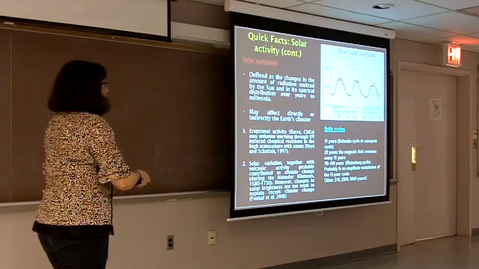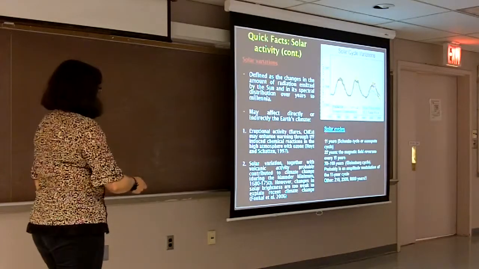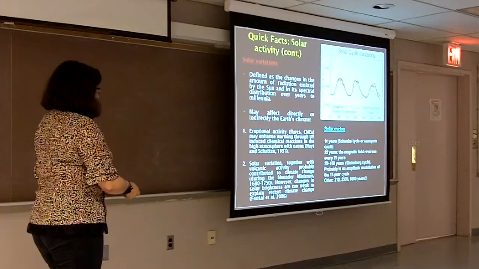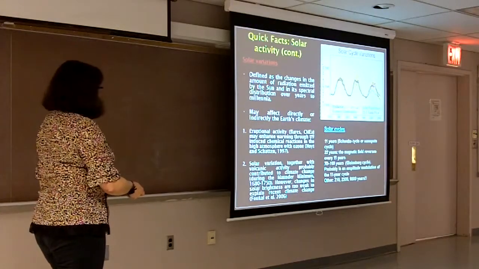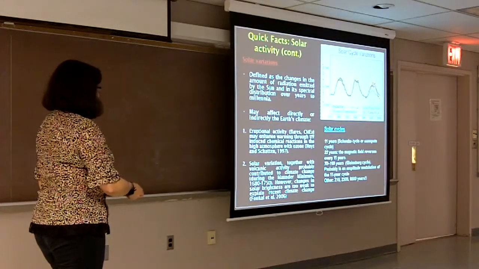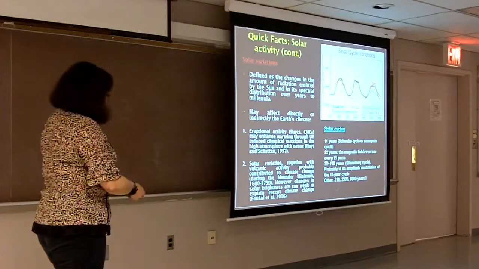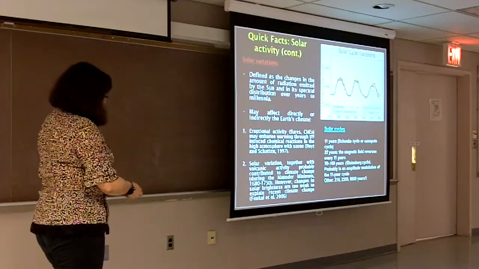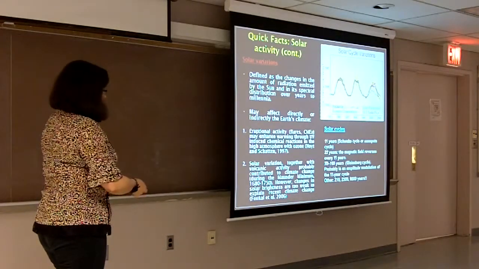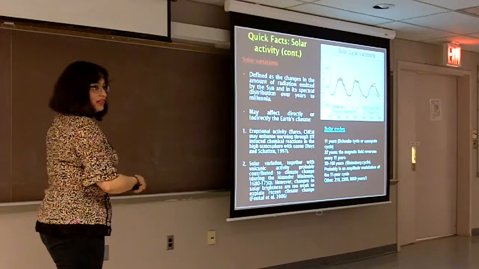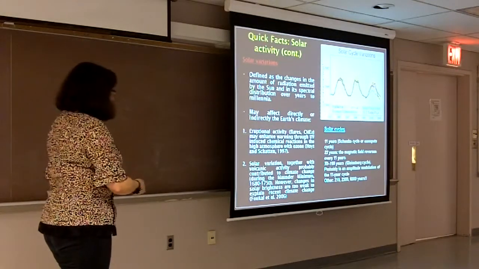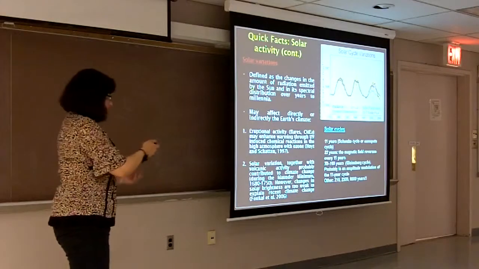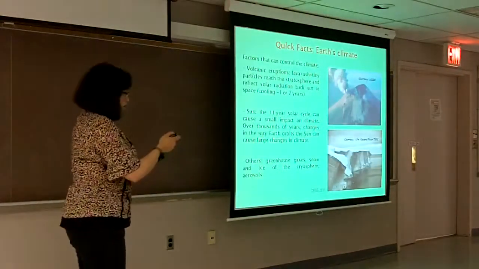But let me tell you that the changes in the solar brightness actually are too weak to explain the recent climate change. So because of that reason, in 2006, people think that the relation between the solar activity and the climate is not really as important as people thought a long time ago. So what about the Earth's climate?